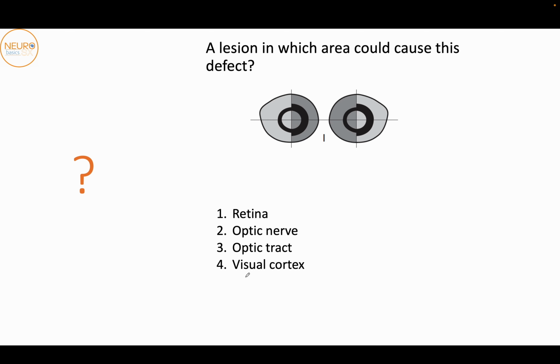So this is a defect arising from the visual cortex, which has affected both sides. This is the macula sparing bilateral involvement of the intermediate visual cortex. Because the periphery is spared, the macula is spared, but the intermediate part is involved. Okay, so that can only happen at the level of the visual cortex and nowhere else.